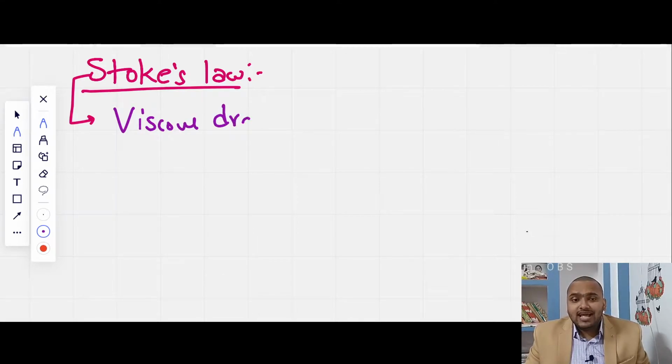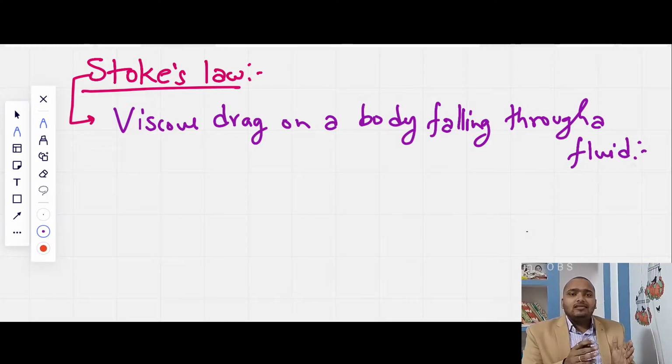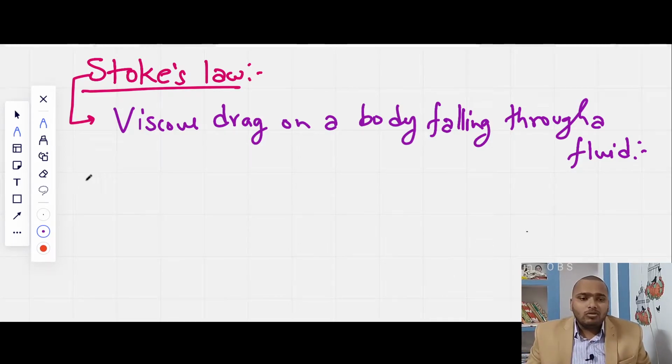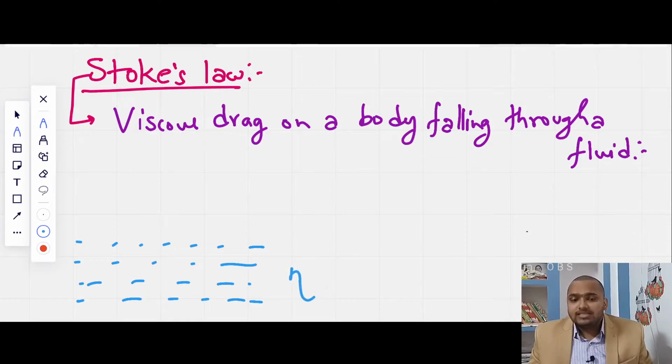What is viscous drag on a body falling through a fluid? Simple. If we understand what is viscous drag on a body when it falls through a fluid, we can easily go into the Stokes law and see what Stokes says about this. Now for this, let us take liquid layers. Let us take this liquid layer which has coefficient of viscosity eta.